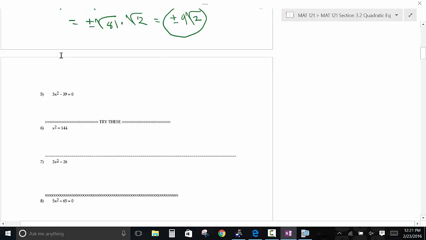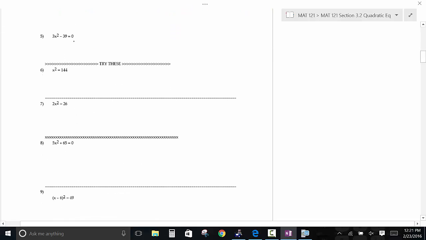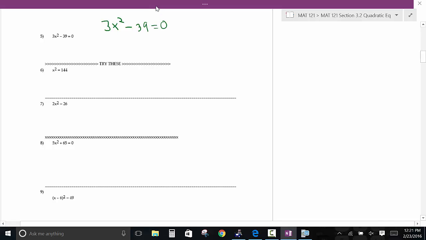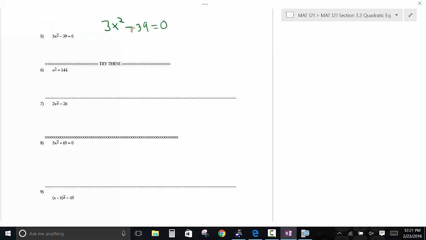So let's go down to this number 5. This one just has one slight twist to it. Okay, so we have 3x squared minus 39 equals 0. Now what you have to do on a problem like this that's real important is the first thing you always want to do is you want to isolate this.